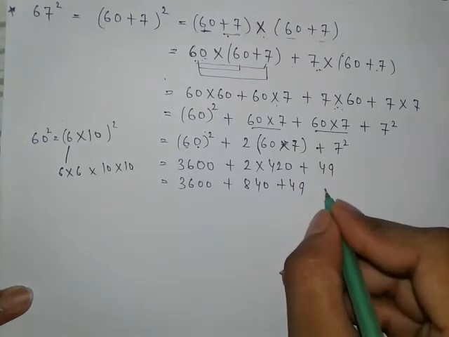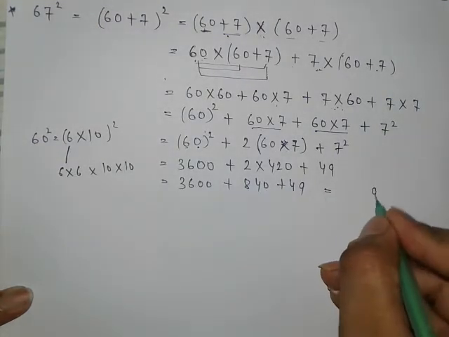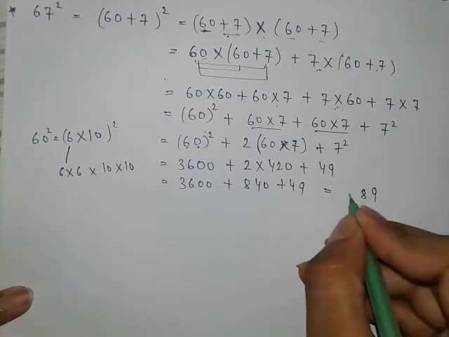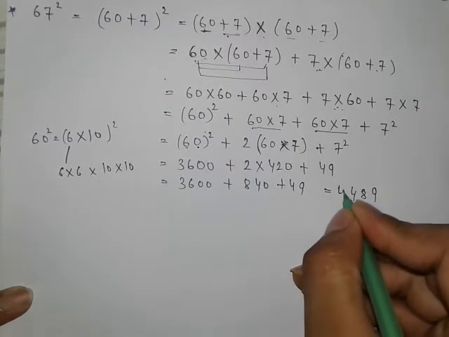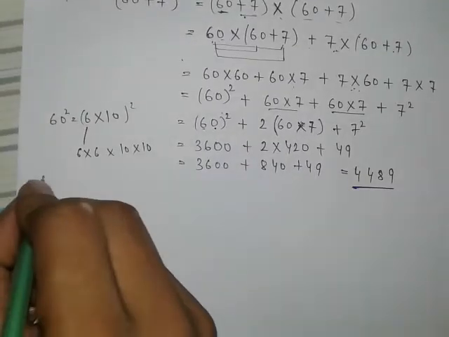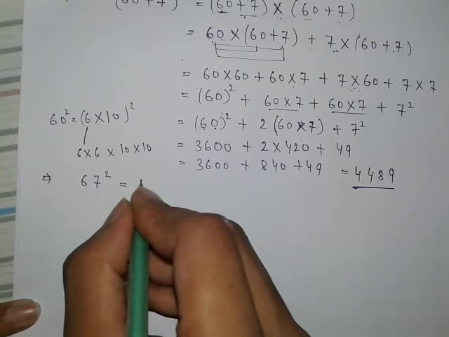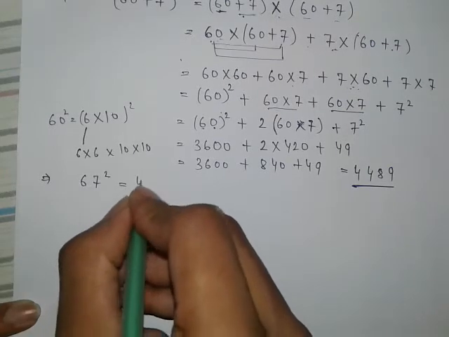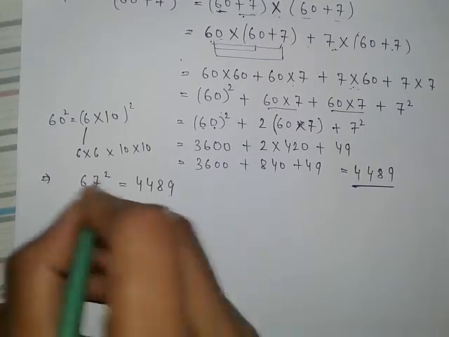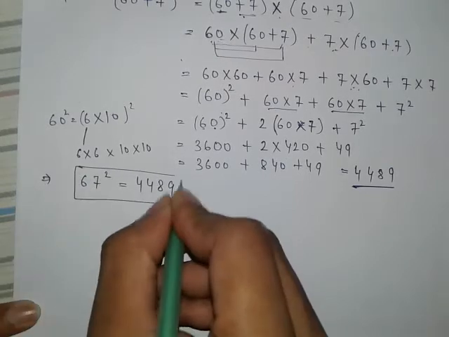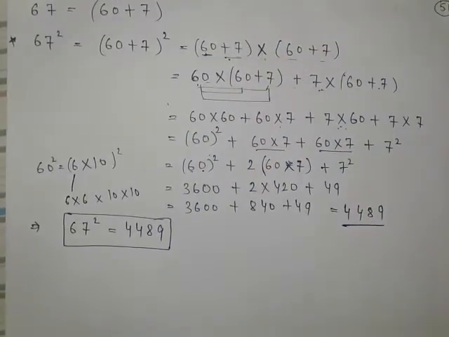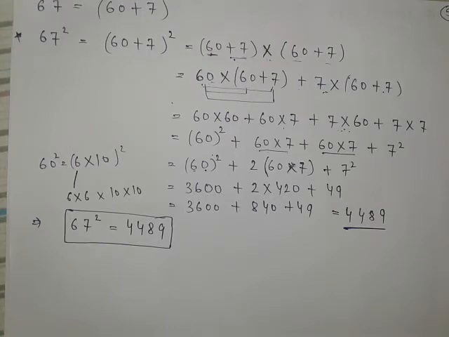Now add them, it will become 4489. So the square of 67, if we square the 67 number, we get the square number as 4489, isn't it?